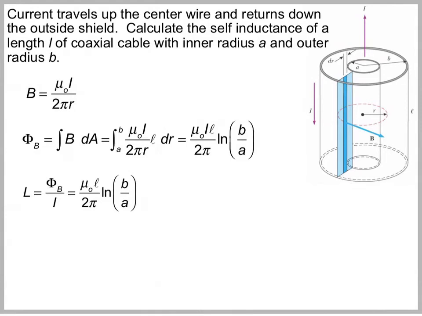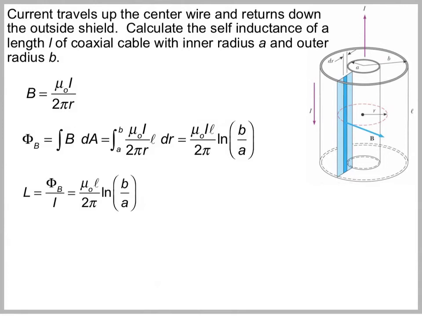So the total energy then is 1/2 L I squared. So that's going to be mu naught L I squared over 4 pi times the natural log of b over a. We're going to integrate over r, so the mu naught I L over 2 pi comes out, and I end up with a dr over r, which is just going to give me a log of b over a.